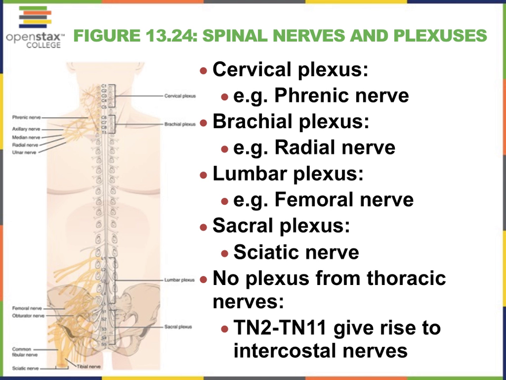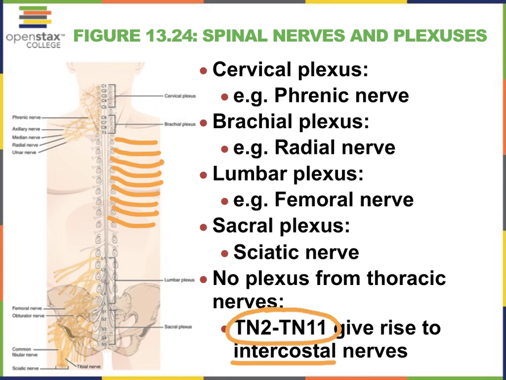Notice that we miss something here. No mention of a thoracic plexus. And that is because there isn't one. So what we find is that the spinal nerves that arise from the thoracic area of the spinal cord are going to give rise to nerves that will run in between your vertebra. I'm sorry, that will run in between your ribs. Sorry about that. Trying to draw and talk at the same time. And so those are called the intercostal nerves. So the majority of the thoracic spinal nerves will ultimately give rise to the intercostal nerves.